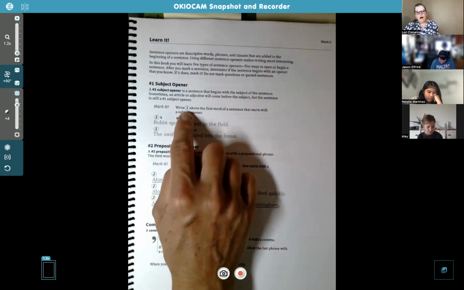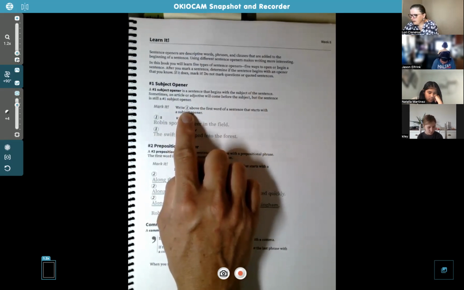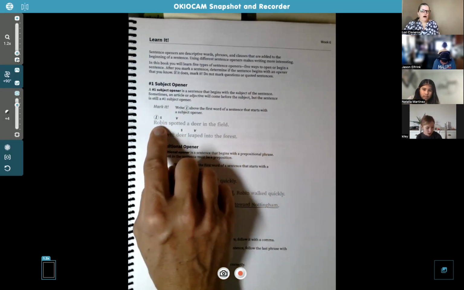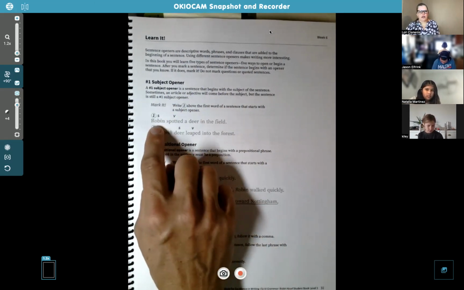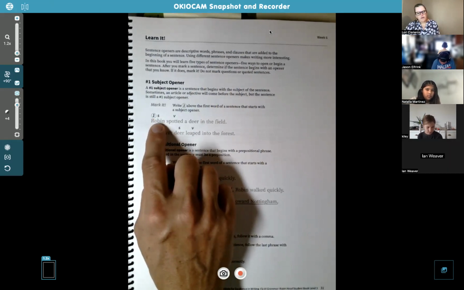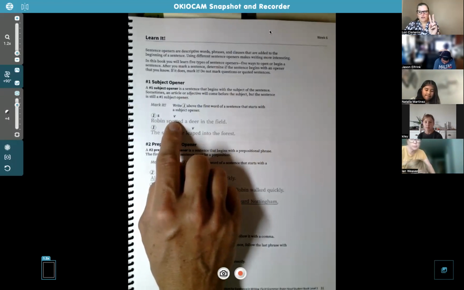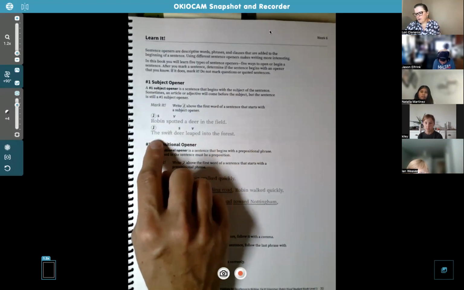And you're going to write a number 1 with a circle around it. That's going to label the subject opener. You also write the word subject, and you'll see as we go here. This example, Robin spotted a deer in the field. That's pretty obvious because it's starting with the noun Robin. It's a proper noun. And it's also the subject. Okay. So it's a subject opener for that sentence, Robin spotted. Remember that subject and verbs always go together. They're a pair. So this one's labeled 1 for subject opener.